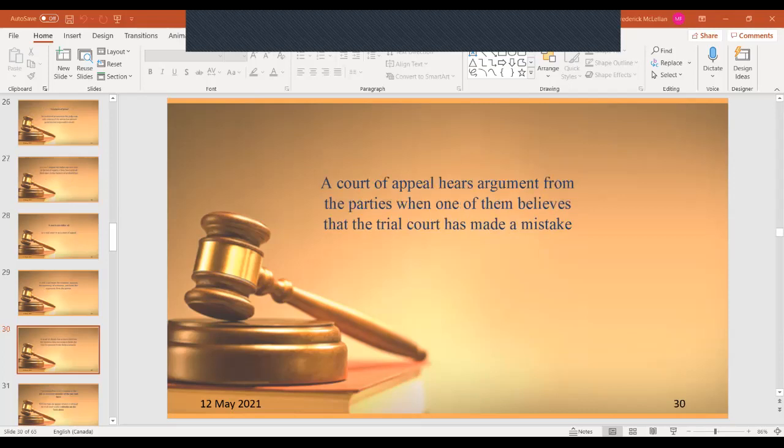A court of appeal hears argument from the parties when one of them believes that the trial court has made a mistake. And obviously that just makes sense, right? If you go to trial and you don't like the outcome of trial, whether it was judge and jury or just a judge, then you're going to appeal it because you're not happy with the outcome.